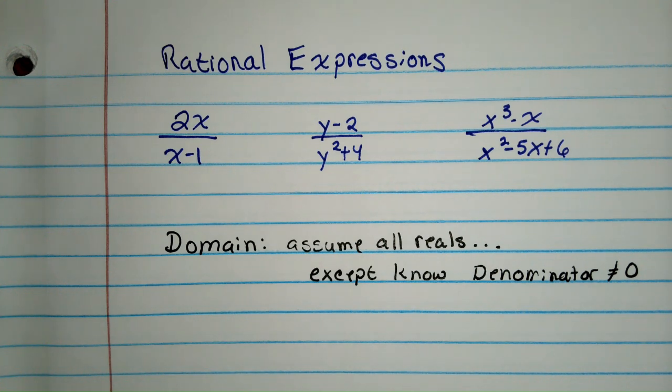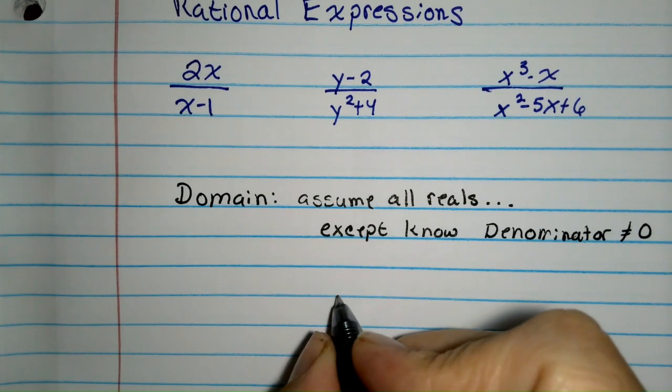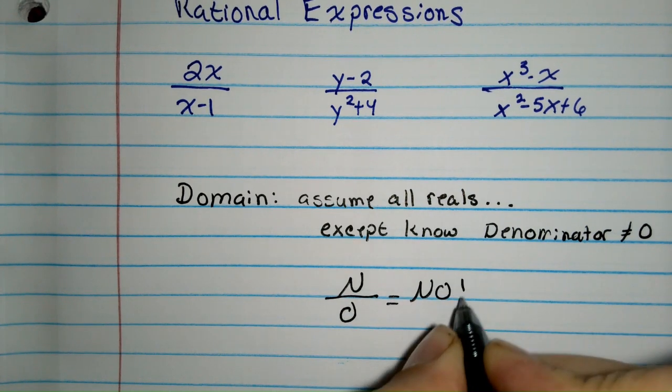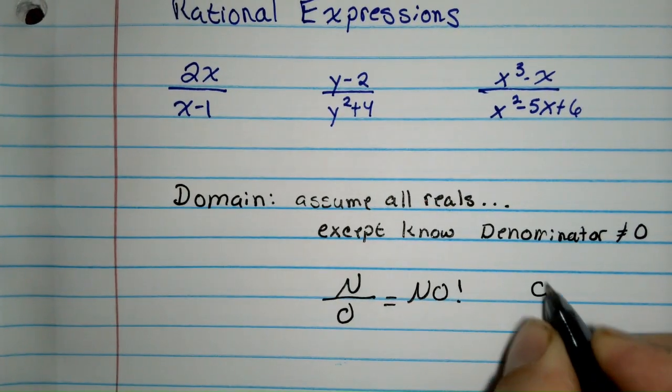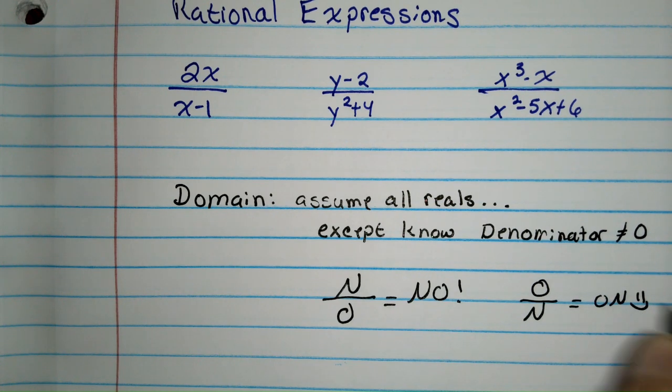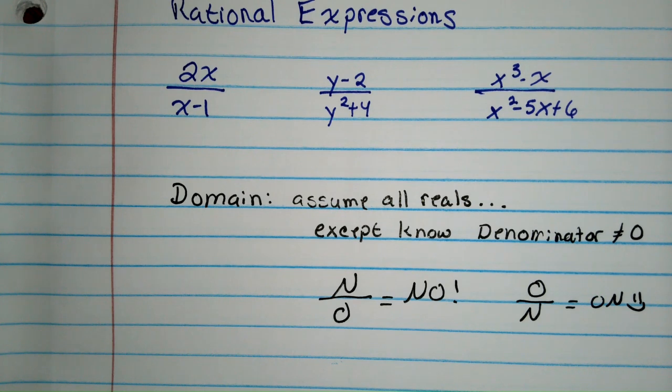I did have one coworker that said a number divided by 0 is no. 0 divided by a number is game on. Okay, so if you're ever wondering about that, which way is it, n over 0, no. So the denominator cannot equal 0.